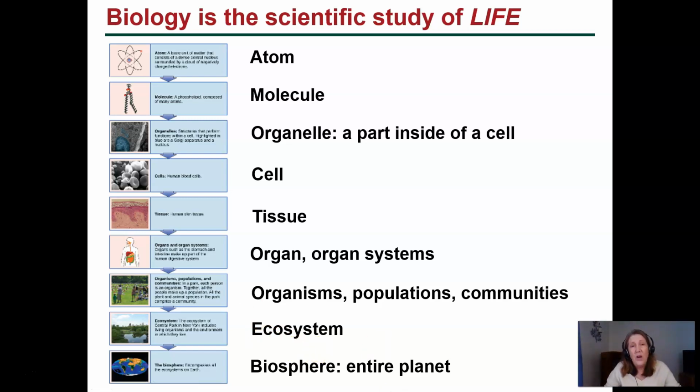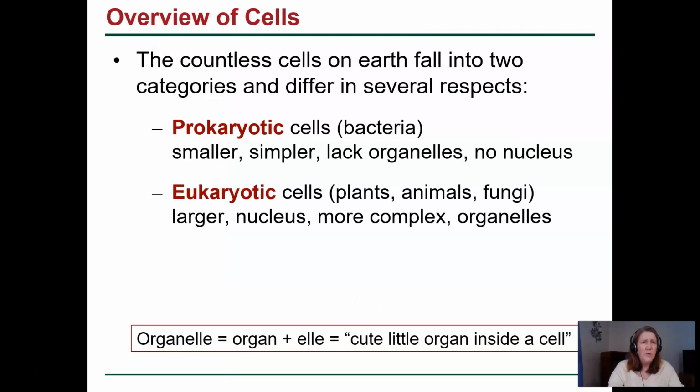So there's a note on your study guide to know the order. That would be something like a multiple choice question, not something where you'd have to memorize this list. So let's do an overview of cells. If you look at your study guide, the study guide asks, what are the 2 categories of cells and how are they different? So the 2 categories are going to be prokaryotic and eukaryotic.